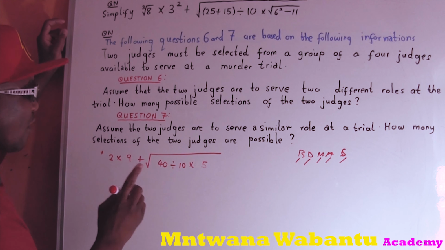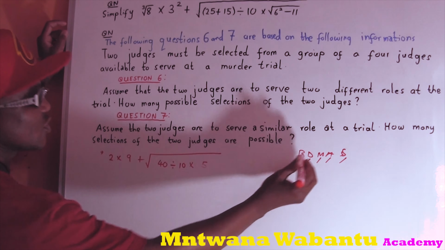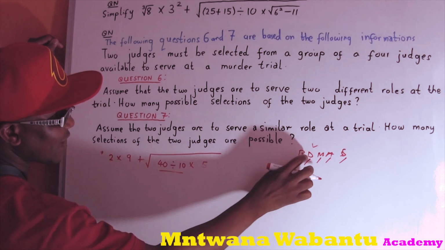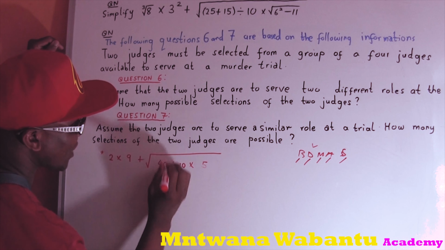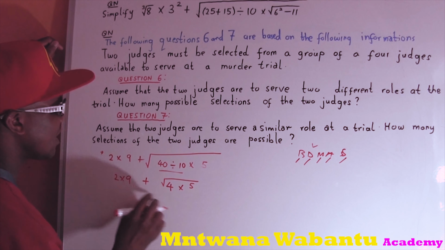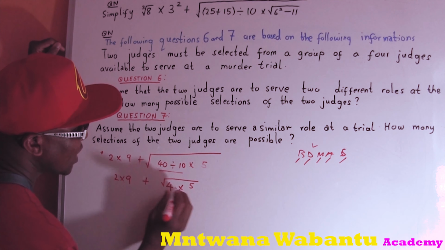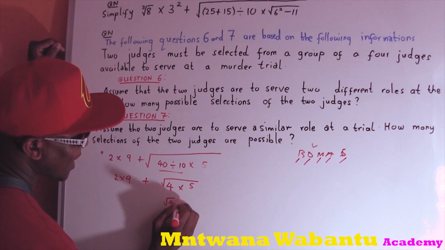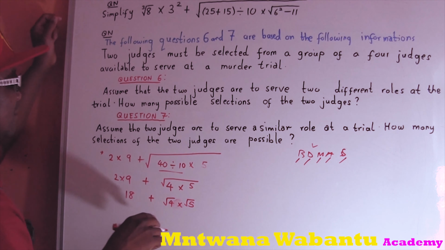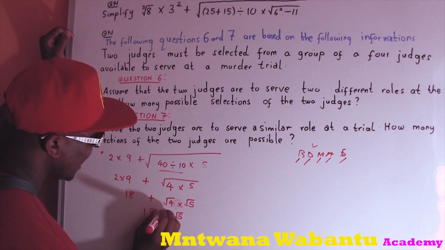Now, do we have any more brackets? No more brackets. Do we have a division? Oh yeah, we have a division. So we go for division. 40 divided by 10 equals 4. So we have 4, and then multiply by the square root of 5, and then plus 2 times 9. 4 times 5 equals 20, but I don't have to do that because mathematically you can separate it. You can say this is equal to the square root of 4 times the square root of 5, and then you have plus 2 times 9, which equals 18. The square root of 4 equals 2. So 2 square root of 5, plus 18.